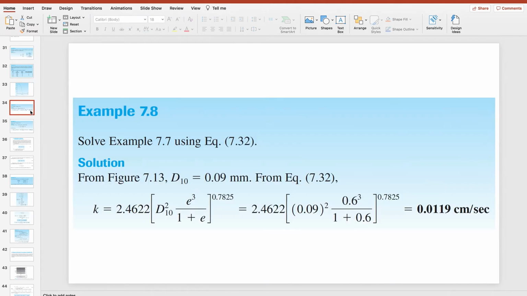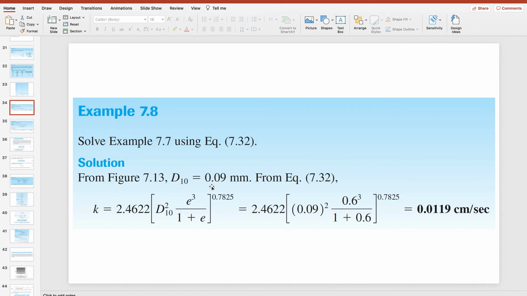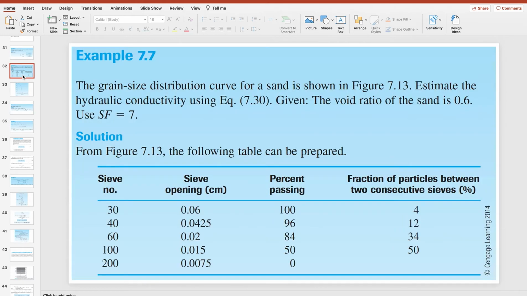It is rather laborious. And the good thing about this is the situation gives you ample time, not just to memorize, but to look at the equation. Because even if we say close notes, we do not have the way to check. So it is an indirect way of saying that it is an open note indeed. Okay? So for example 7.8, solve problem 7.7 using equation 7.32.